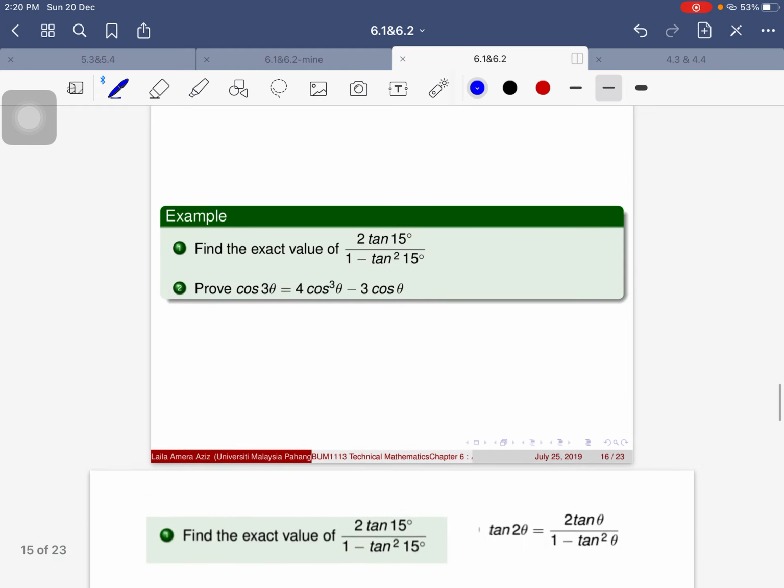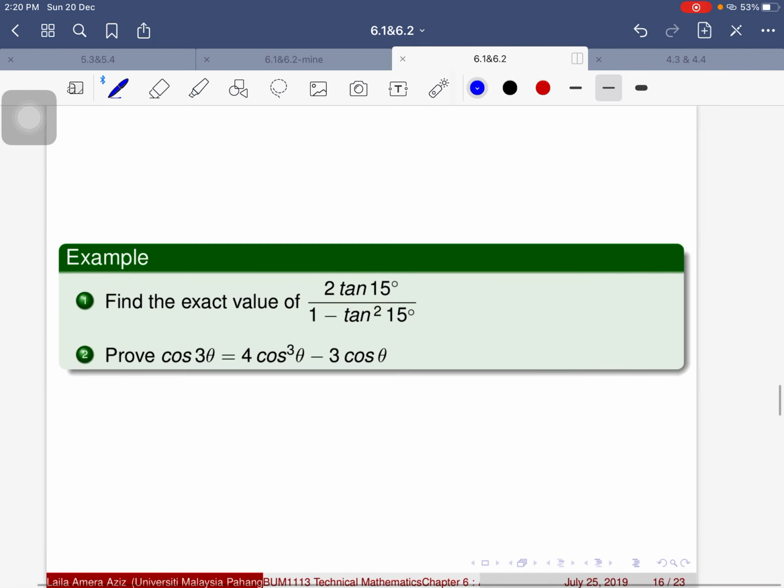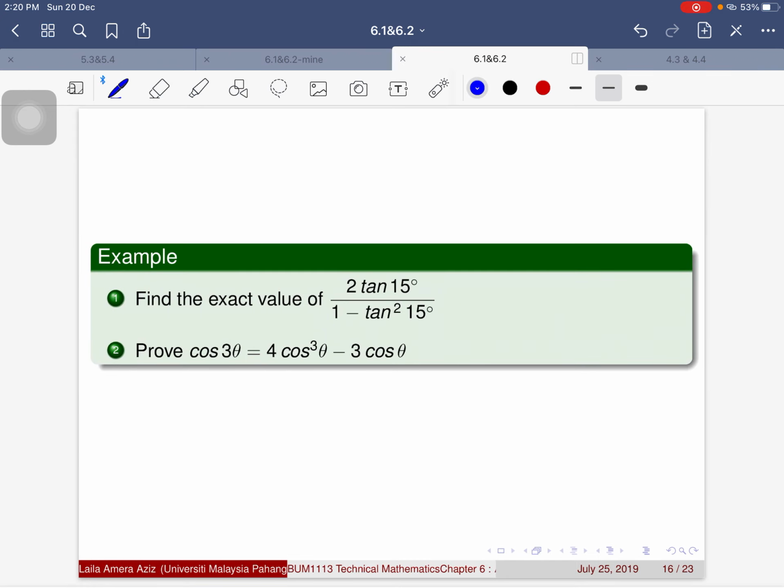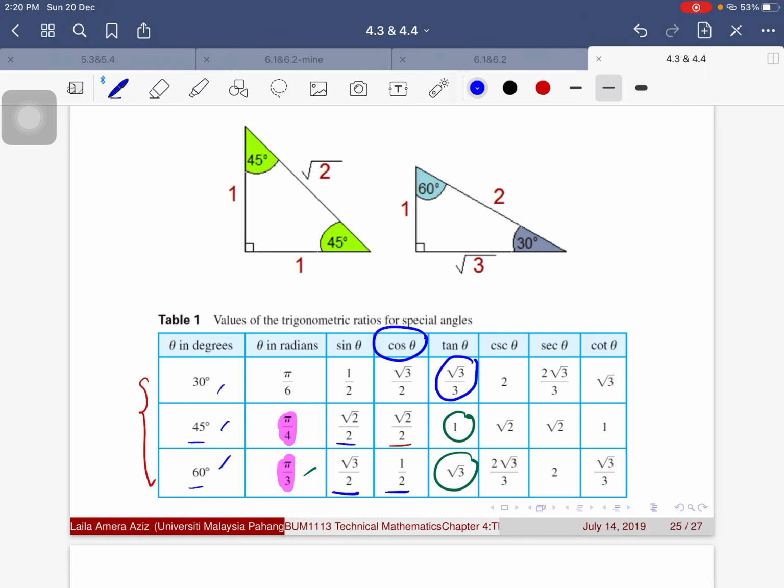Okay, now I would like to proceed with these 2 examples. For the first example, I'm going to find the exact value by using the double angle formula. I'm going to find the exact value of 2 tangent of 15 degrees over 1 minus tangent squared of 15 degrees. The thing about exact value is that when a question says to find the exact value, it must have something to do with the special angles.